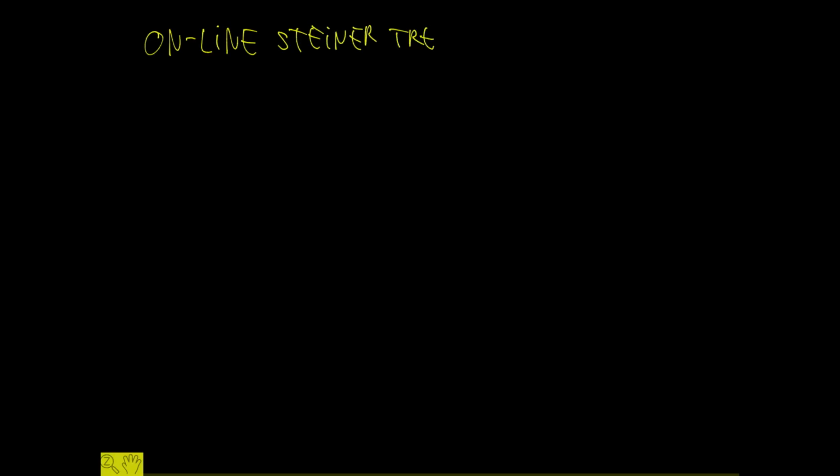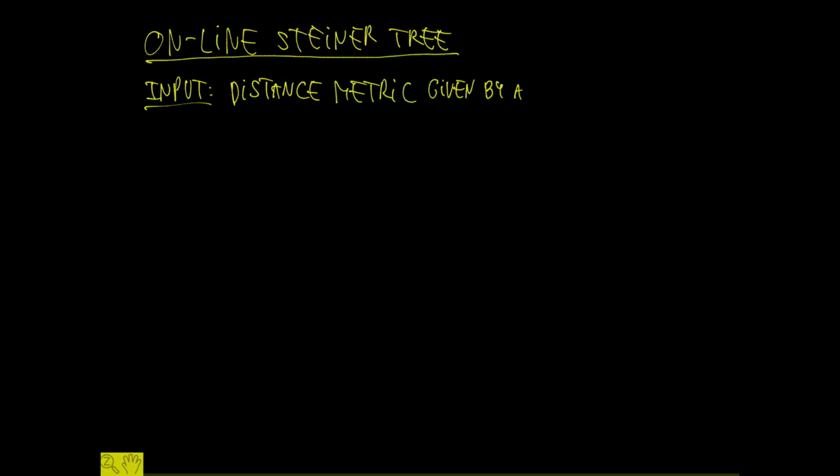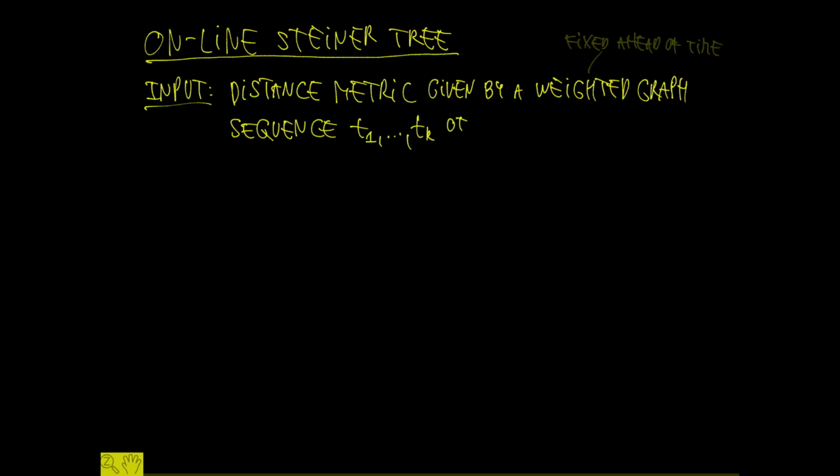In the final part of the lecture, we are going to consider the online Steiner tree problem. The input has two parts. First of all, there's a distance metric given by a weighted graph. This is given ahead of time, so it's not online in any sense. So we know this graph completely. Second, there's going to be a sequence T1 through Tk of terminal vertices. These are the terminal vertices for the Steiner tree that we want to build, and these are given online one at a time.